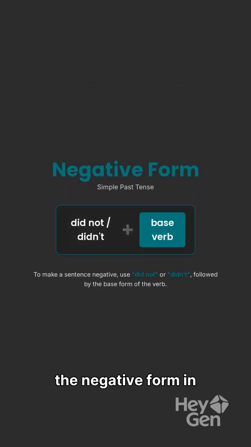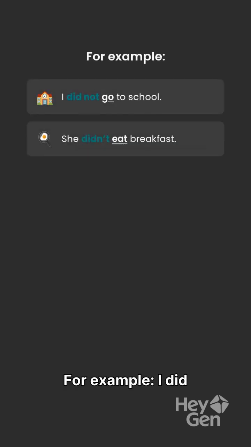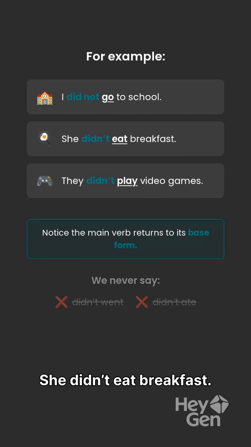Next, let's look at the negative form in the simple past. To make a sentence negative, we use did not or the contraction didn't, followed by the base form of the verb. For example, I did not go to school. She didn't eat breakfast. They didn't play video games. Notice that the main verb returns to its base form. We never say didn't went or didn't ate.